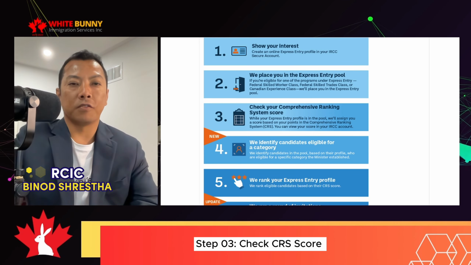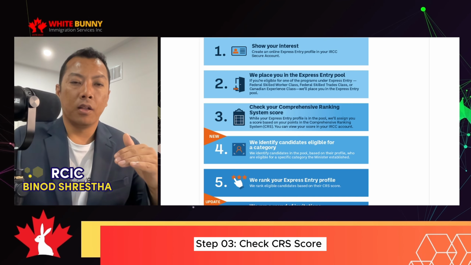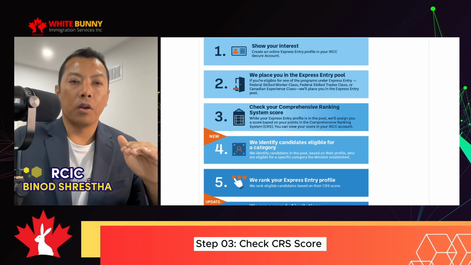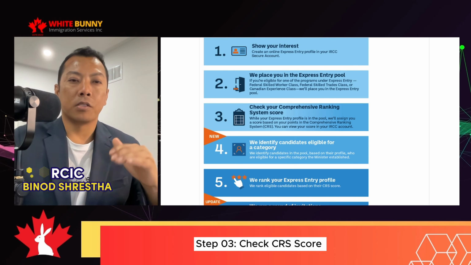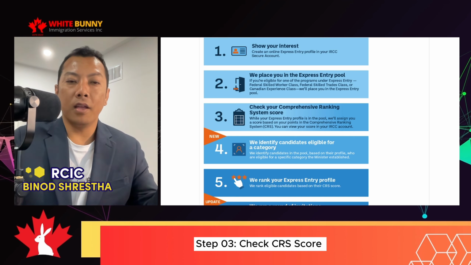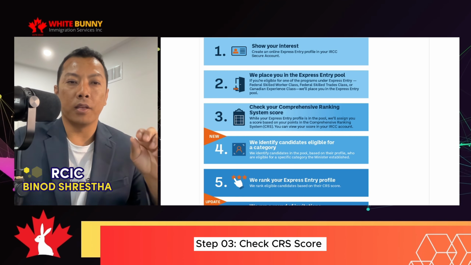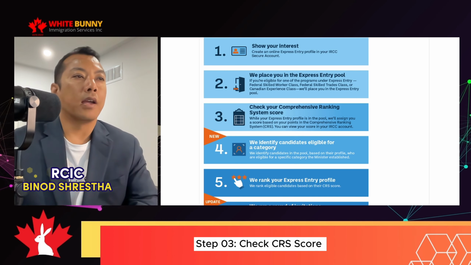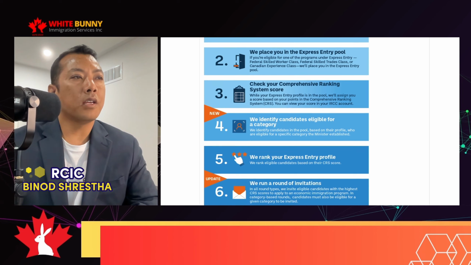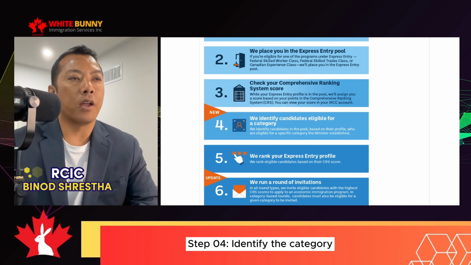And then you will definitely look at the draw and compare the CRS score. If your CRS score is below what is being drawn, you will not get an ITA. If your CRS score is what the draw is being done at, or above the draw, then you will definitely get an ITA.